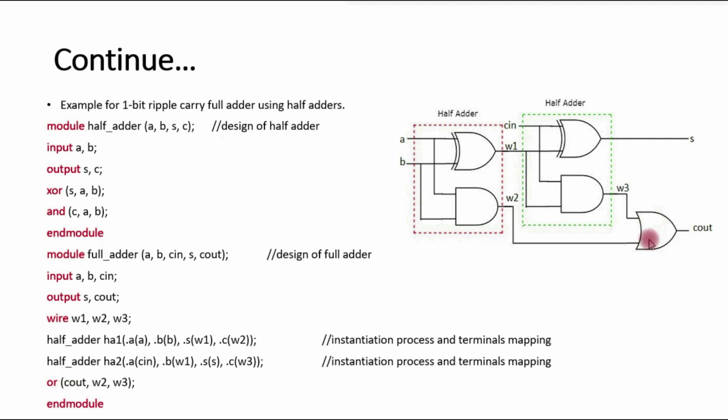One more logic circuit, that is the OR function of W2 and W3, for generating the final carry out. So the OR output signal is Cout, and the inputs are W2 and W3. So this example shows the instantiation process.